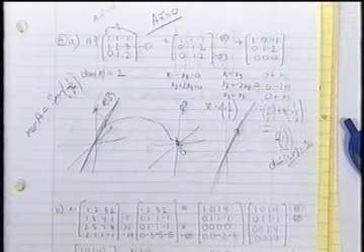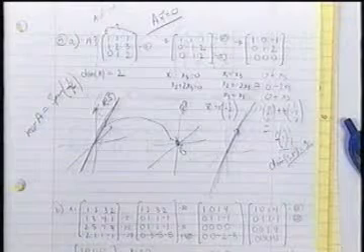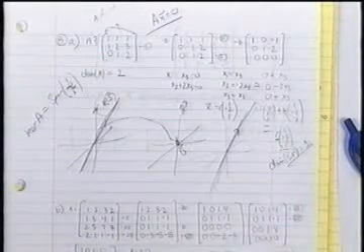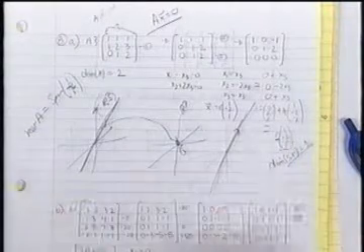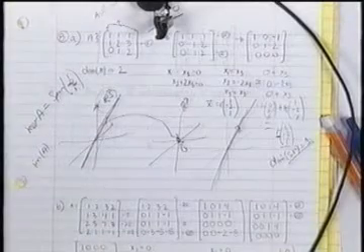So therefore, you know that about the kernel. We also know that the image, hold on a sec, I gotta answer that. The image plus the kernel dimension add up to the total dimension of the space.